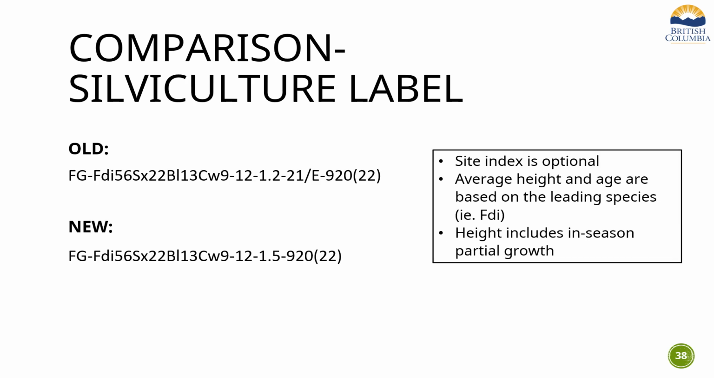Next, how will the silviculture label change? Well, the silviculture height and age will now be reflective of the leading species. So in this example, the free-growing fir trees are 1.5 and 12 years old, and that's what's showing up in the label. The heights might also appear slightly taller if the survey is done during the active growing season because they will include leader growth. Site index and site index source will no longer be part of the silviculture label since they don't actually get submitted to results and they aren't used by anyone.